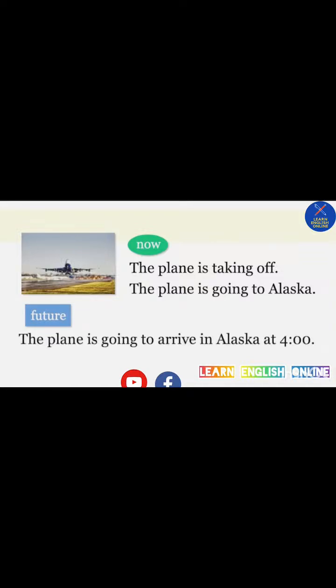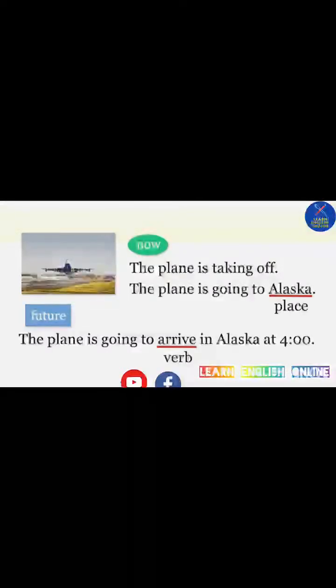The plane is going to arrive in... different because the different arrive is a verb. So be going to and verb shows us the future.